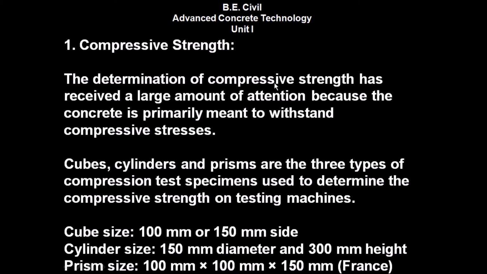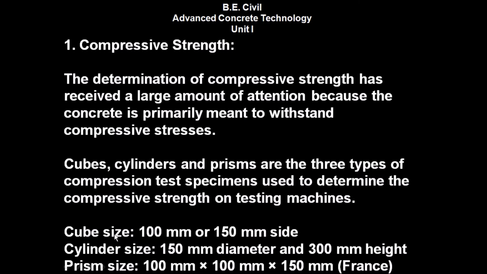The determination of compressive strength has received a large amount of attention because the concrete is primarily meant to withstand the compressive stresses. Cube, cylinders, and the prisms are the three types of compressive test specimen used to determine the compressive strength using testing machines. So here the testing machine will be UTM, universal testing machine, or CTM, that is compression testing machine.